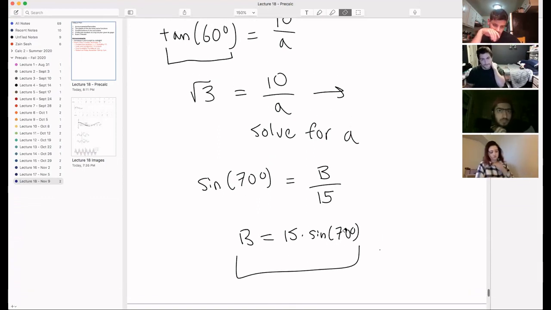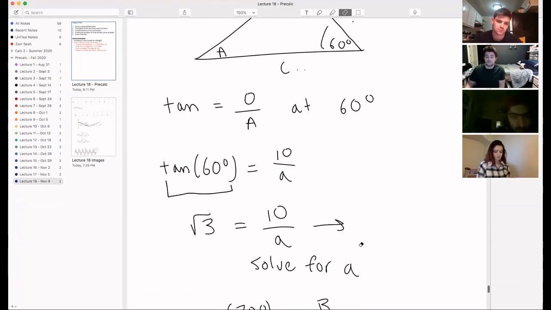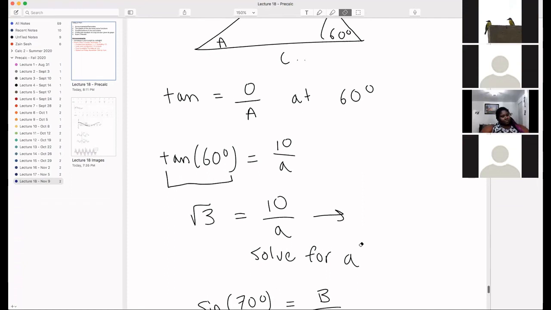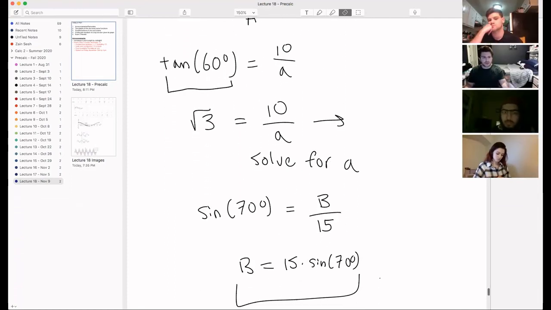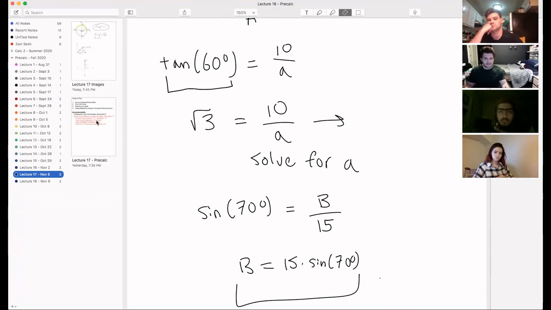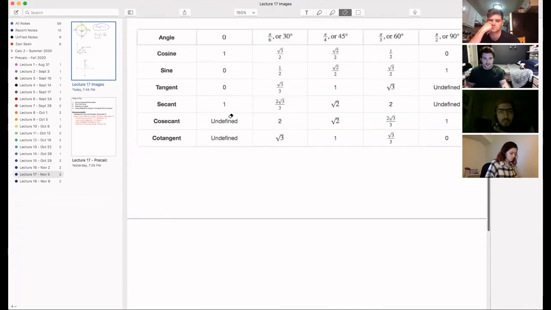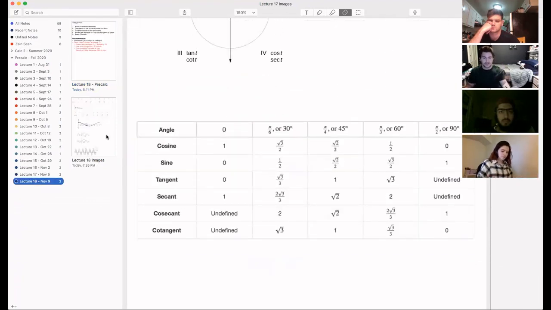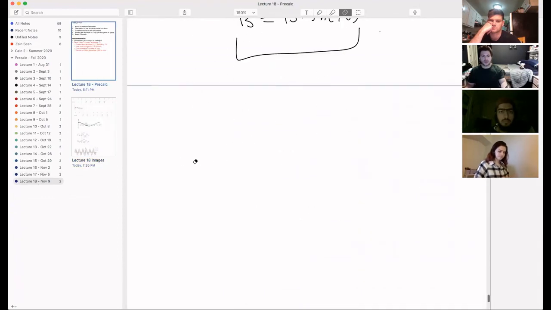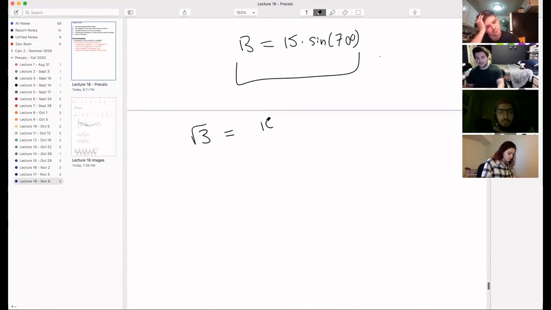For this question, can you actually work out the radical 3 equals 10 over a? I feel like I did it wrong. Yeah, absolutely. So let me just double check that tan of 60 is radical 3. Okay. Yes, it is. I just wanted to check for my own peace of mind. Good. So we have that radical 3 is equal to 10 over a.